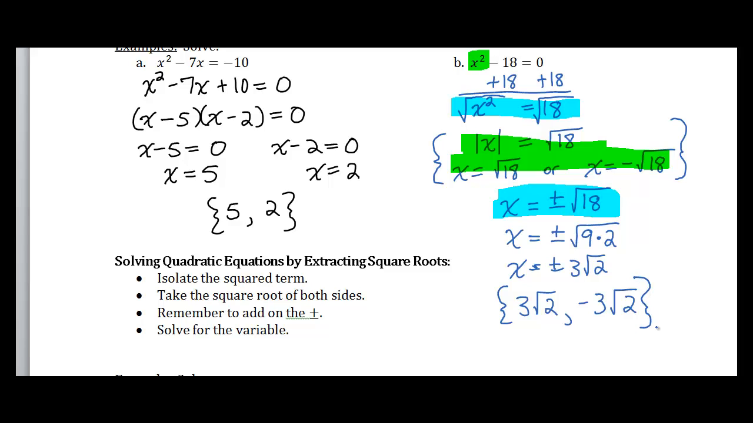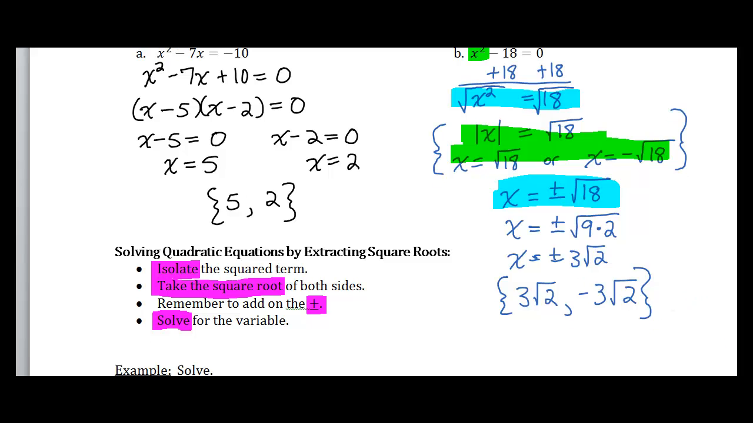This method that we just went through is called extracting square roots. Here are the steps that we just took. First thing is to isolate the square term. Then we're going to take the square root of both sides. We've got to remember to add on the plus or minus. And then we're going to solve for our variable. Isolate, take the square root, remember plus or minus, and then solve. Those are the steps that we're going to take to help us solve these types of quadratic equations. Let's look at an example.